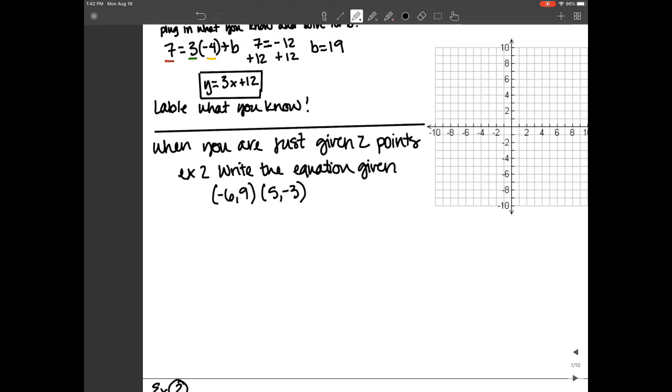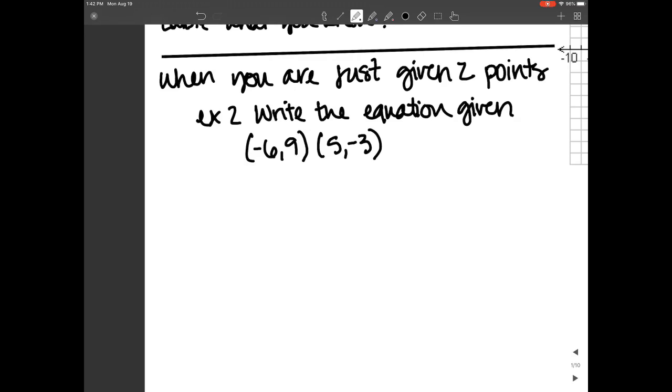So in this equation, it's really important that you label your points so that you can use this equation appropriately. So I'm going to go through my first point given, negative 6, 9, and label it as x1, y1. And then this second point at 5, negative 3, we're going to label as x2, y2.